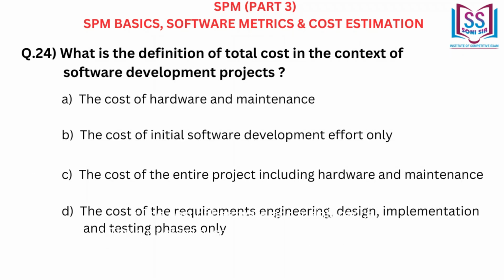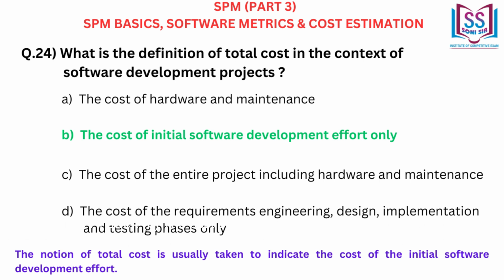What is the definition of total cost in the context of software development projects? A. The cost of hardware and maintenance. B. The cost of initial software development effort only. C. The cost of the entire project including hardware and maintenance. D. The cost of the requirements engineering, design, implementation and testing phases only. Correct answer B. The notion of total cost is usually taken to indicate the cost of the initial software development effort.